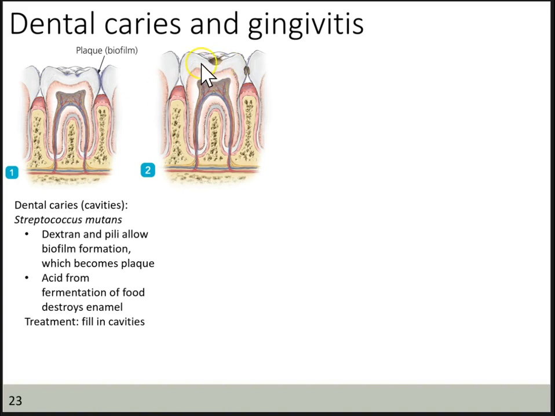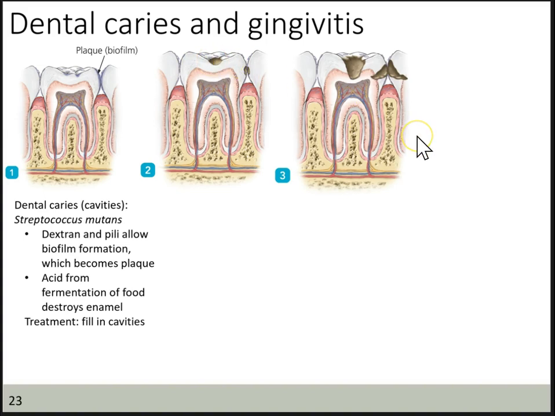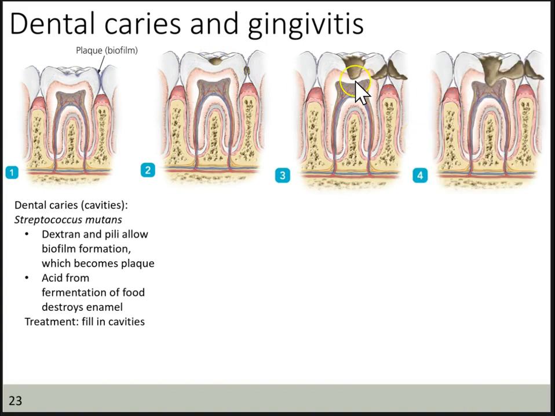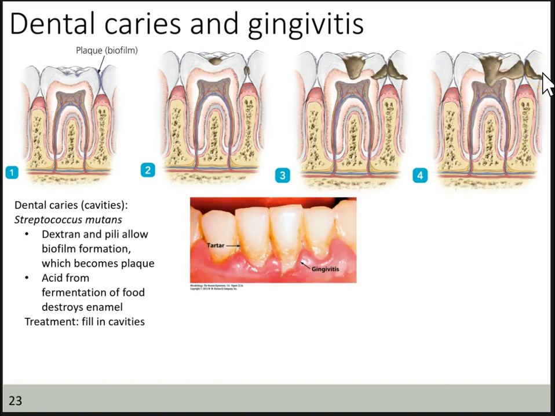But if that hole should form in the enamel, now we have a cavity, and if it's allowed to spread, then it gets deeper into the dentin and gets into the area where the nerves are, and it can spread from tooth to tooth.